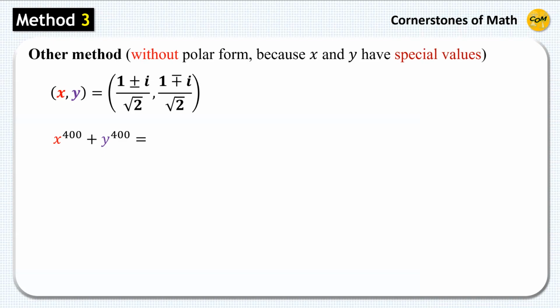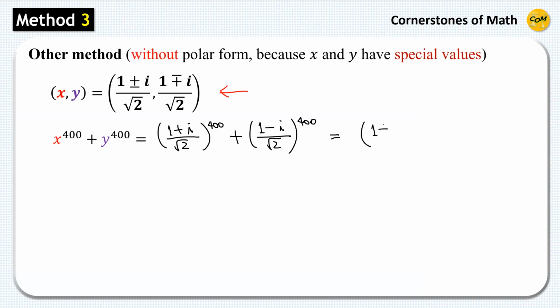Moreover, in this case, we don't even need the polar form because the complex numbers we are working with are rather special. Using these x and y values, the sum of 400 powers is equal to 1 plus i over square root of 2 to the 400th power, then 1 minus i over square root of 2 to the 400th power.